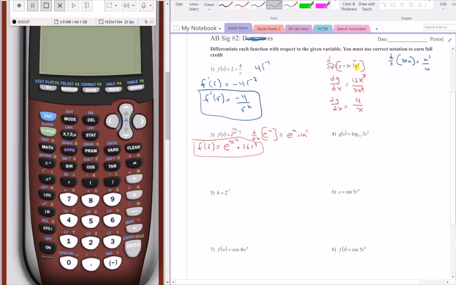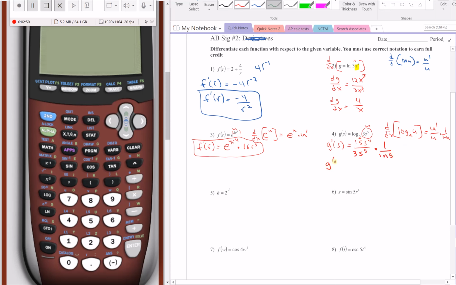The next one is this log. That's not a natural log. The derivative of log base a of u is u prime over u times 1 over ln a. So g prime of s is going to be u prime over u. This is u. So 15s to the fourth over 3s to the fifth. Sorry, I should never use s's. Over 3s to the fifth times 1 over natural log of a, where a is the base of the log. So 1 over natural log 5.